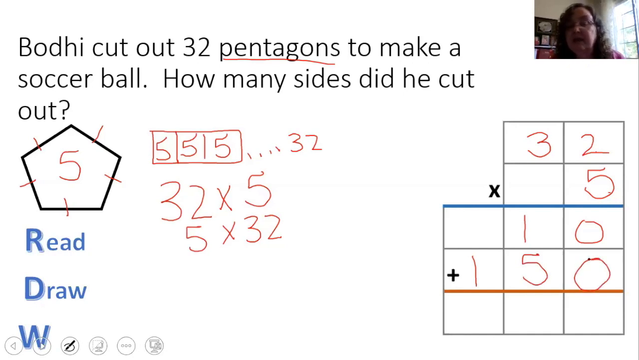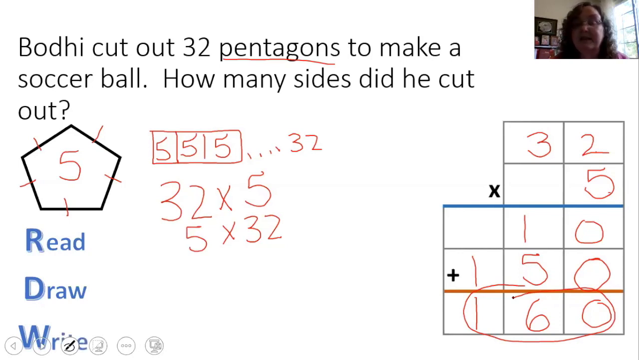Wonderful. Now let's add. 0 plus 0 is 0. 1 plus 5 is 6. And 0 plus nothing is 1. Okay. So my answer is 160. But am I done yet? Nope. I still have to write a sentence.